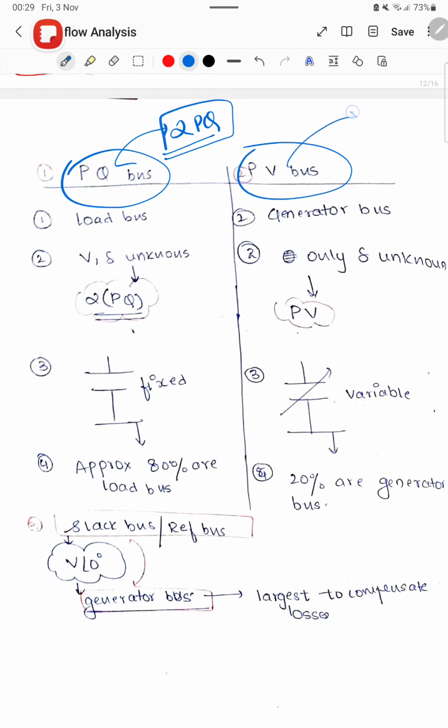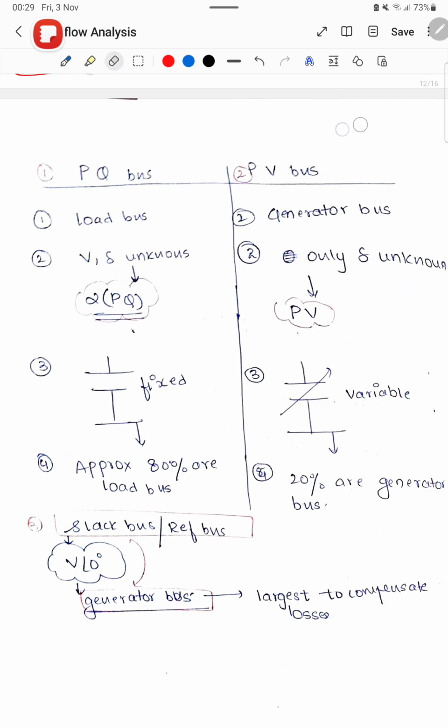Okay, 2 PQ unknowns get added, and when it is a PV bus, then only PV unknowns are getting added. In a question you can also see a bus having fixed Q. In that case you have to understand fixed Q means it's a PQ bus. It can also say a bus with variable Q. In that case you have to understand that it is a PV bus.